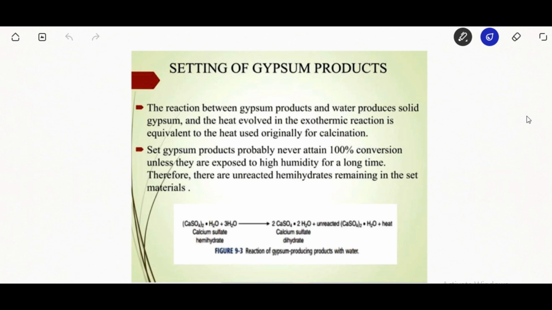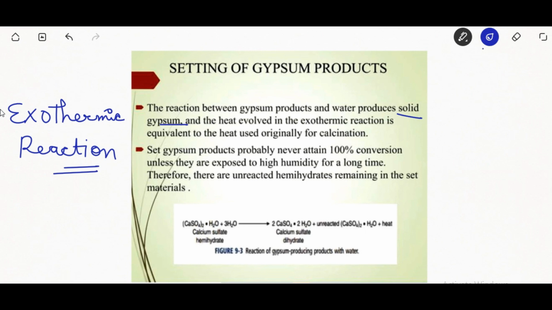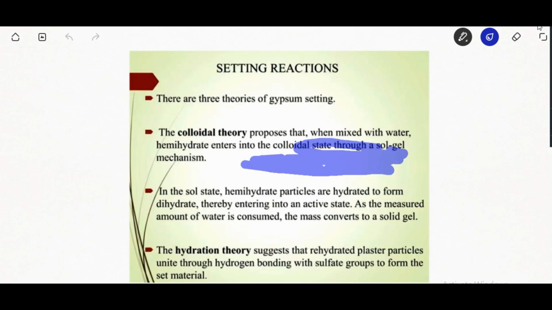Now coming to the setting reaction of the gypsum product. The reaction between gypsum product and water produces a solid gypsum. The heat involved is an exothermic reaction, that is equivalent to the heat originally used for calcination. One thing that you have to remember is that set gypsum never attains 100% conversion unless it is exposed to high humidity for a long time. So there is unreacted hemihydrate remaining in the set gypsum.